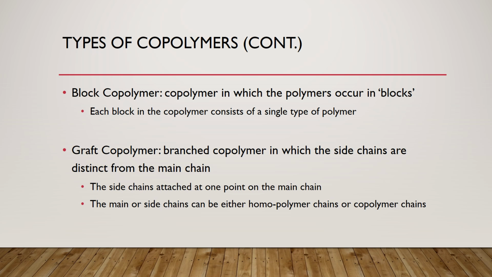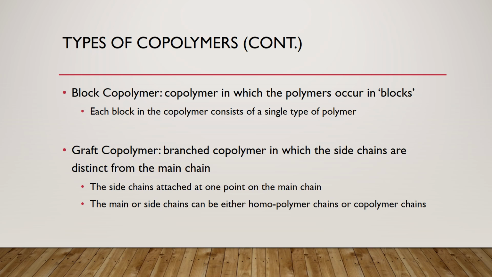More types of copolymers include the block copolymer, which is a copolymer in which the monomers occur in blocks, and a graft copolymer, which is a branched copolymer where there are side chains that are very distinct from the main chain. The side chains attach to the main chain at a single point and can be either homopolymer or copolymer chains.